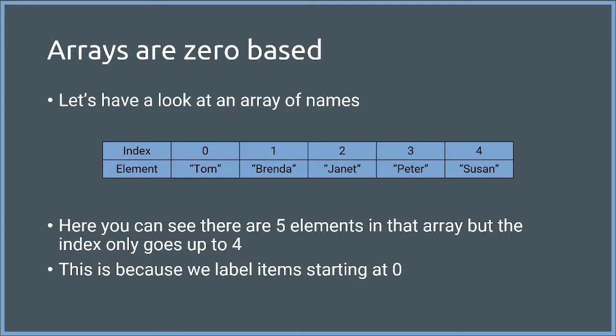You can also see that I have put the index at the top. This is like what slot each element is in. So you can see Tom is in slot 0, Janet's in slot 2, and so on. Even though there are 5 elements in that array, the biggest index is 4, just because the first index is 0. So we count 0, 1, 2, 3, 4. That's 5 values, but it only goes up to 4. Just keep that in mind when we're looking at these arrays.